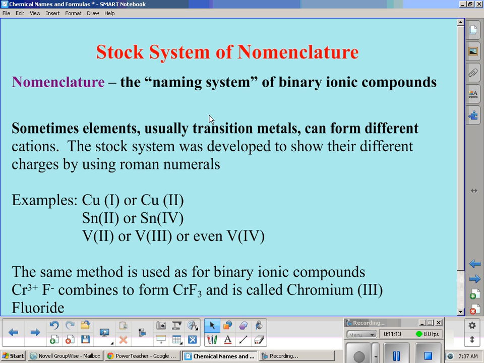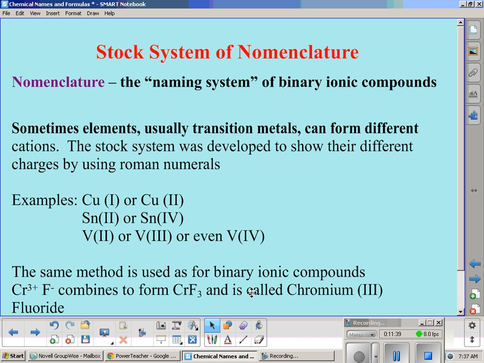Now, I said we'd talk about the stock system of nomenclature, and nomenclature is just a naming system for binary ionic compounds. Sometimes elements like, as I mentioned earlier, transition metals can form different cations. They can have different positive charges. So the stock system was developed to show their different charges by using Roman numerals.